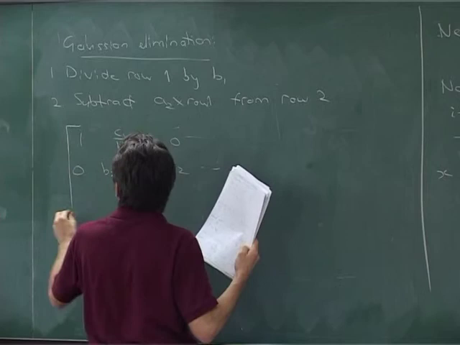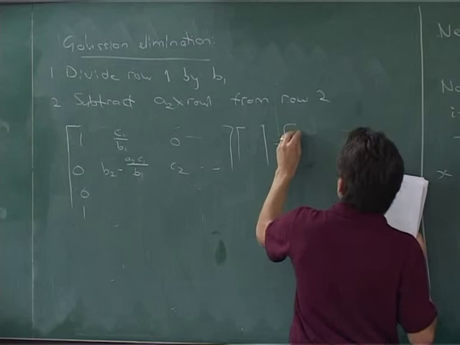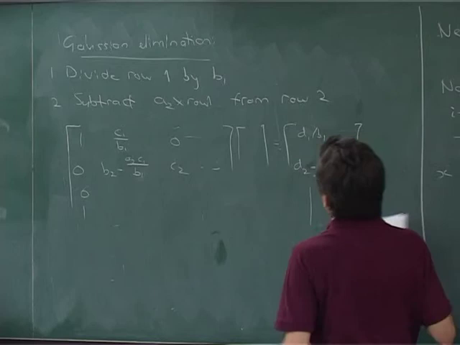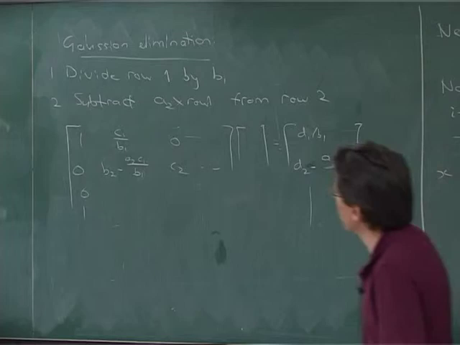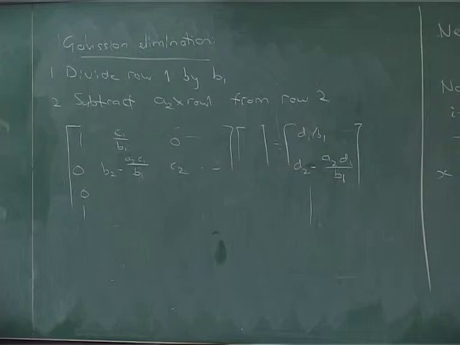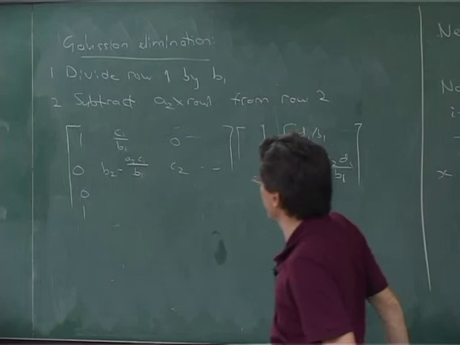Okay, and I'm assuming I've got these right. Looks okay to me. Yes. All right. And so you can see that you can then repeat this process to get a system which is in this simple upper diagonal form. And so then the algorithm.